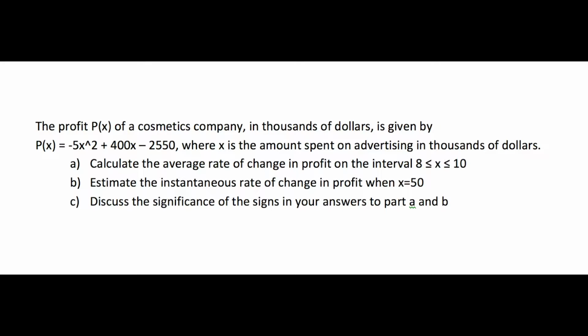Here it is. The profit, P(x), of a cosmetics company in thousands of dollars is given by P(x) = -5x² + 400x - 2,550, where x is the amount spent on advertising in thousands of dollars. A. Calculate the average rate of change in profit on the interval 8 < x < 10. B. Estimate the instantaneous rate of change in profit where x = 50. C. Discuss the significance of the signs in your answers to Part A and B.